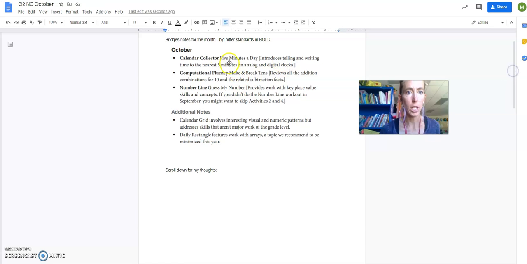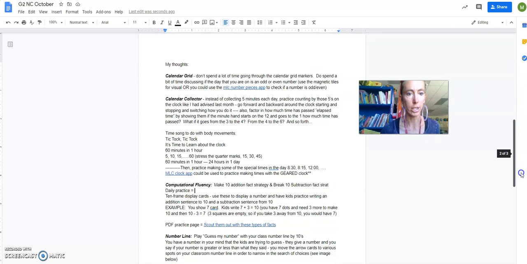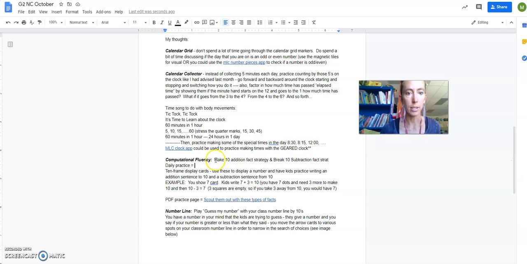Let's go up here. If you go downward, computational fluency is another big hitter. And the focus is making 10 addition and break 10 subtraction fact strategies. So my idea there is to use your 10 frame display cards, and each day you do a couple cards and you have them practice making addition equations and a subtraction equation from the card that you show.